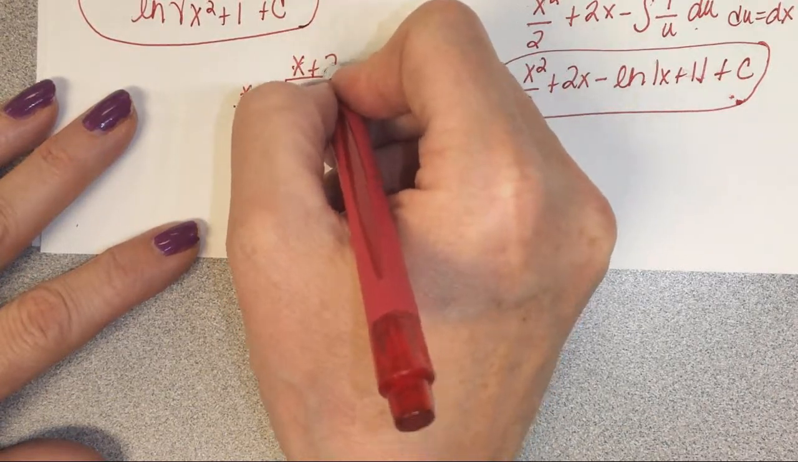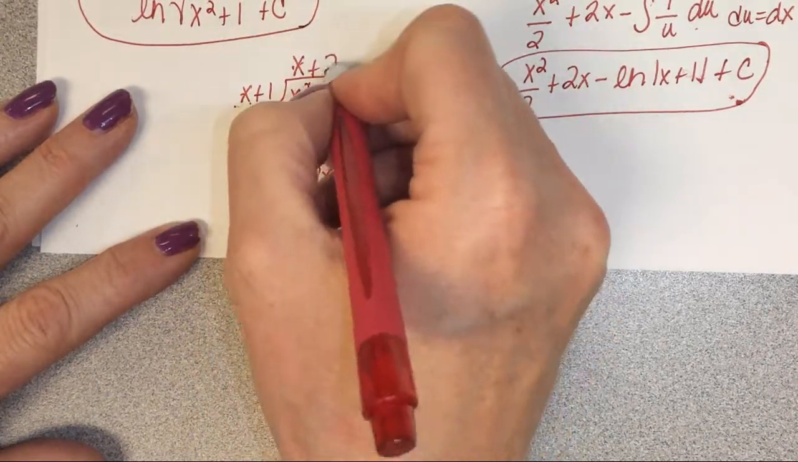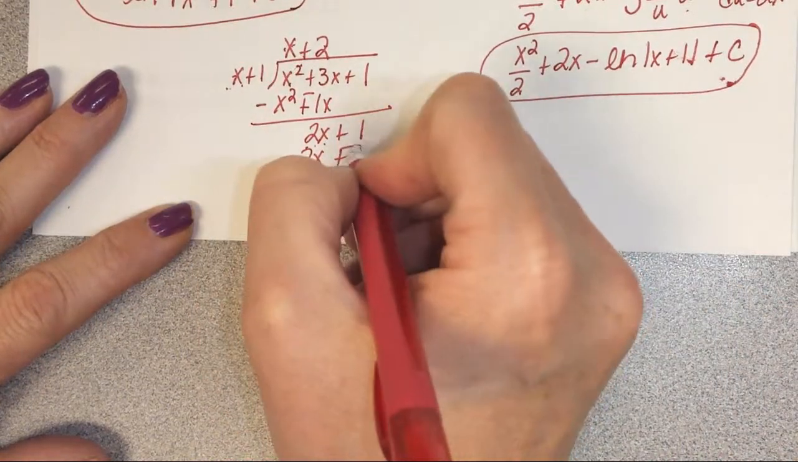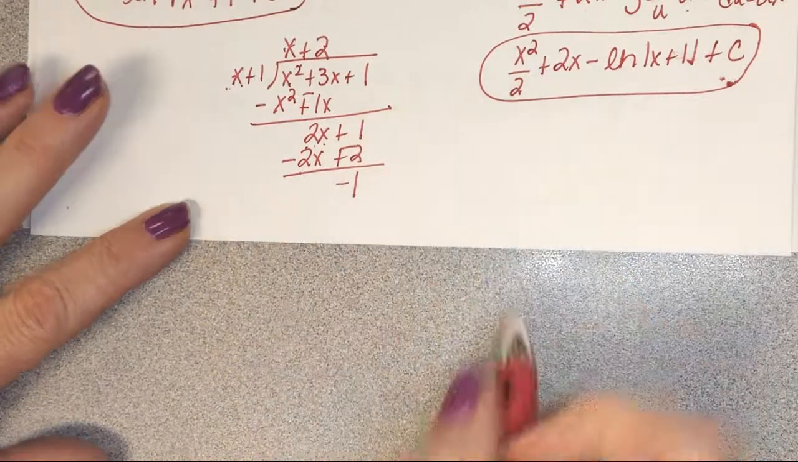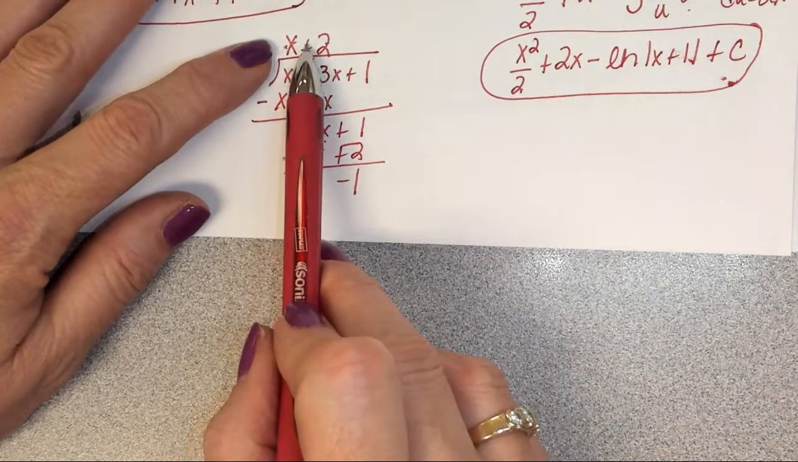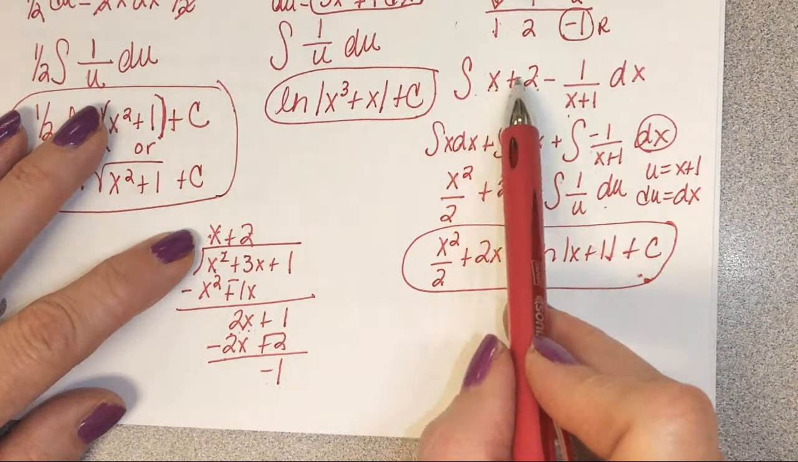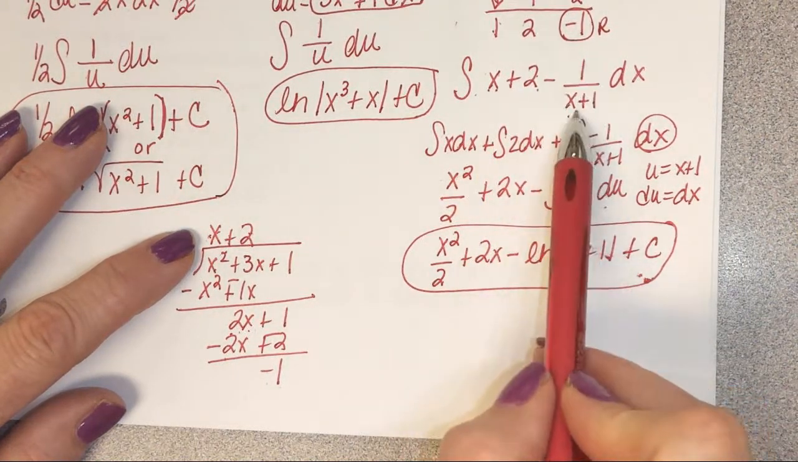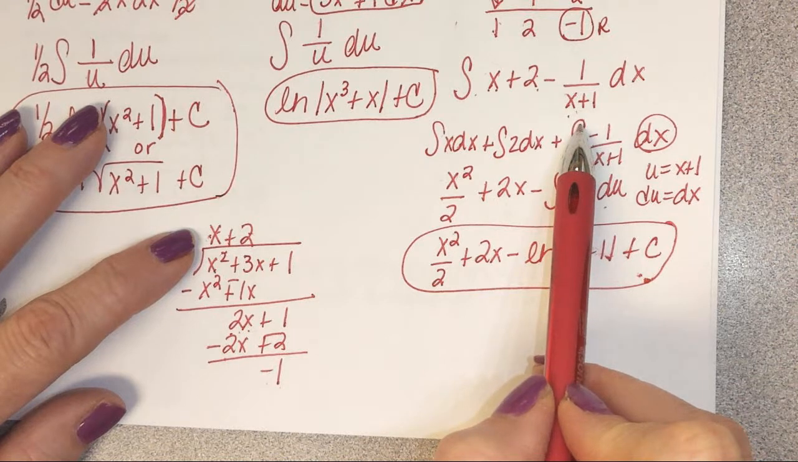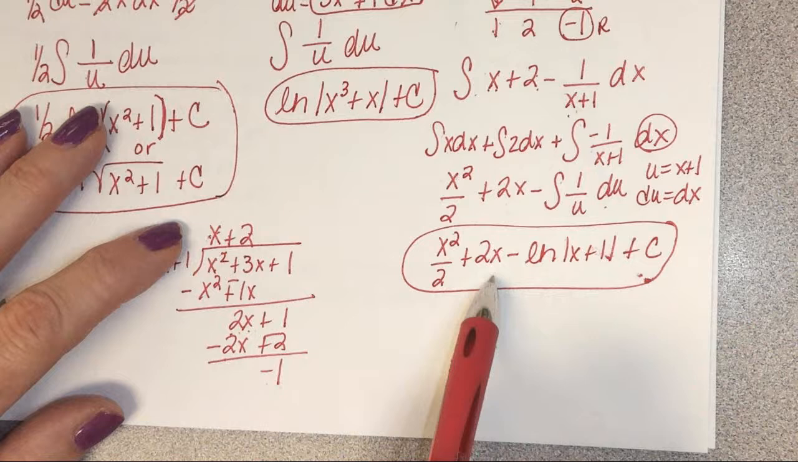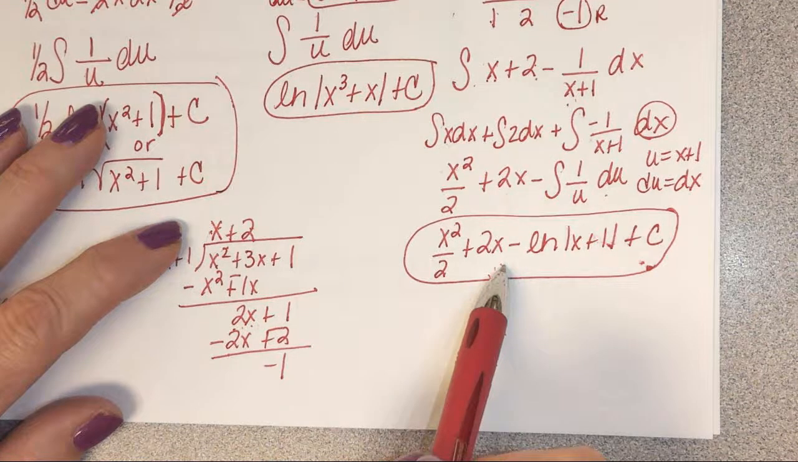Now I have to multiply. 2 times x is 2x. 2 times 1 is 2. Now I have to subtract. So that's 0. This is -1. Do you see how my answer is x plus 2 with a remainder of -1? Just like it was here, x plus 2 with a remainder of -1. Yes? You can do it either way. But we will still get the same answer. All right.